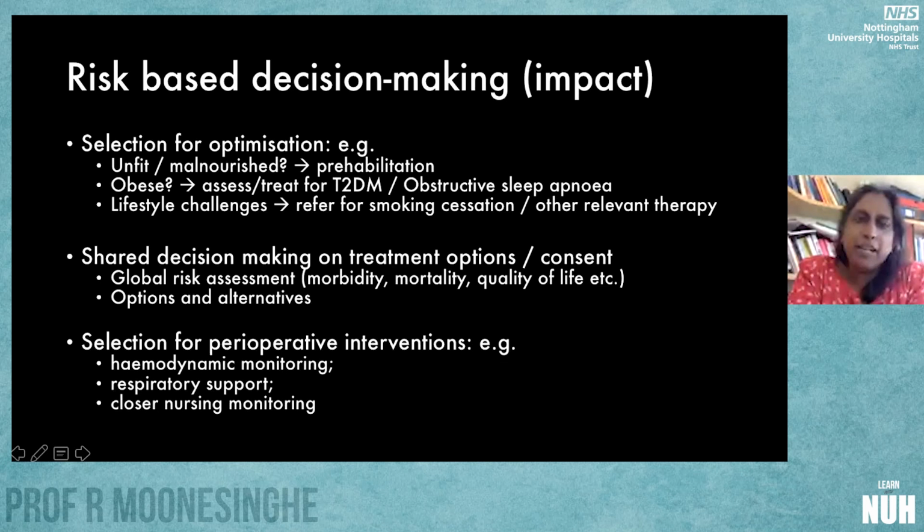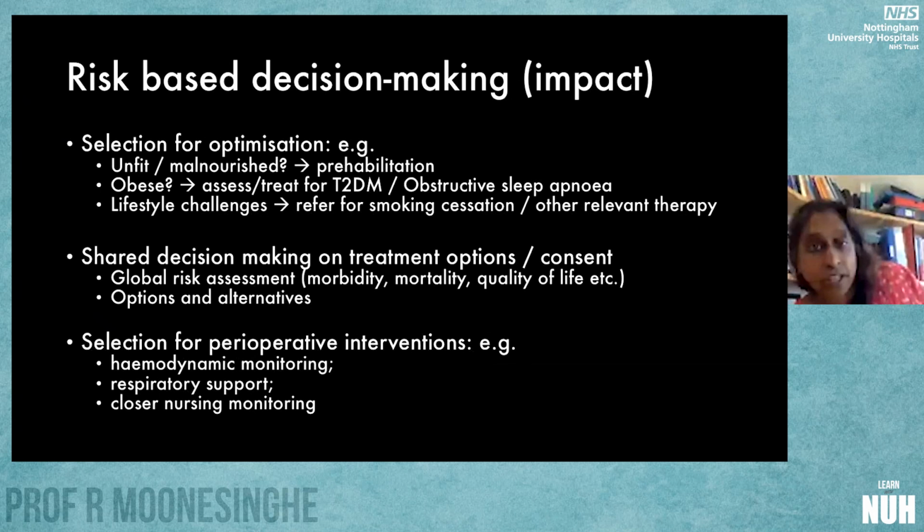And then the impact of that. So what are we going to do with this as far as our own clinical judgment and clinical planning is concerned? So we might select patients for optimization, whether that's prehabilitation if they're unfit or malnourished, or have psychological needs if we've done some screening on those. If they're obese, we might assess or treat them for type 2 diabetes. If they have obstructive sleep apnea, if they have what are called lifestyle challenges, I'm not sure I like the term very much, but if they smoke or if they drink too much alcohol or a lot of alcohol, we might refer them for therapies, although the evidence base behind some of this is a bit shaky.